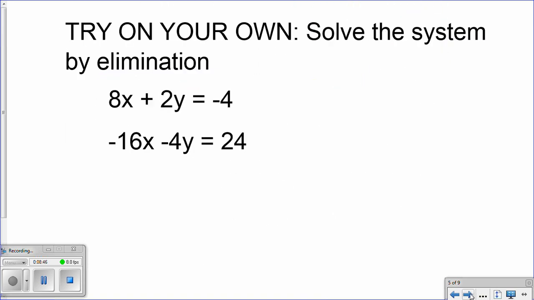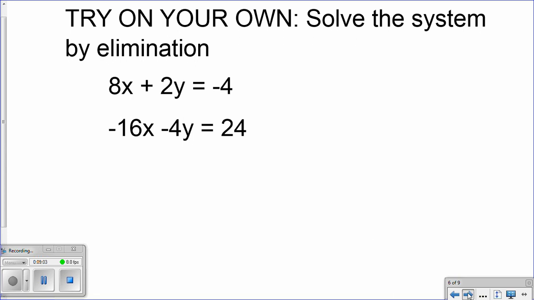Now you are going to try this one on your own, okay, and see how you do. Okay, you can either pause the video or wait until the end, but this is just like before, so you're going to have to multiply maybe one or the other. Okay? We're going to move on to example 3, though.